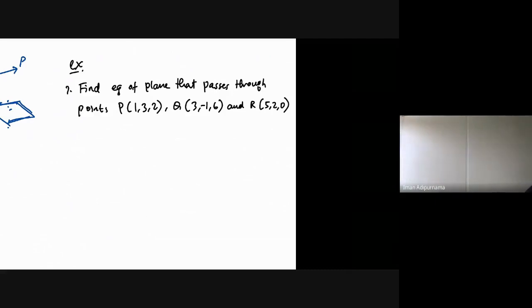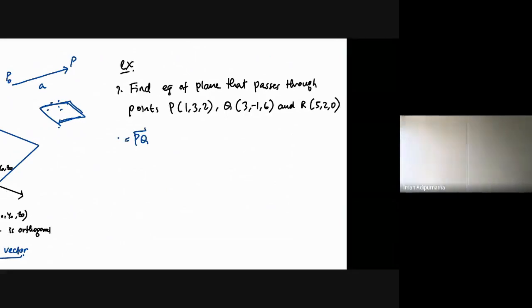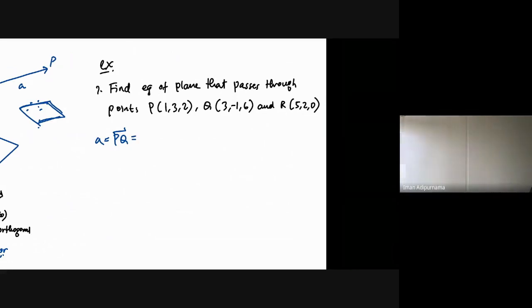Now it depends on you which one you want to make a vector. PQ, PR, QR, PQ, that's fine. Or maybe QP, RQ, RP, that's also okay. In my case, let's start with PQ. Let's say PQ is A, then PQ is just Q minus P, right? So 2, minus 4, and 4.